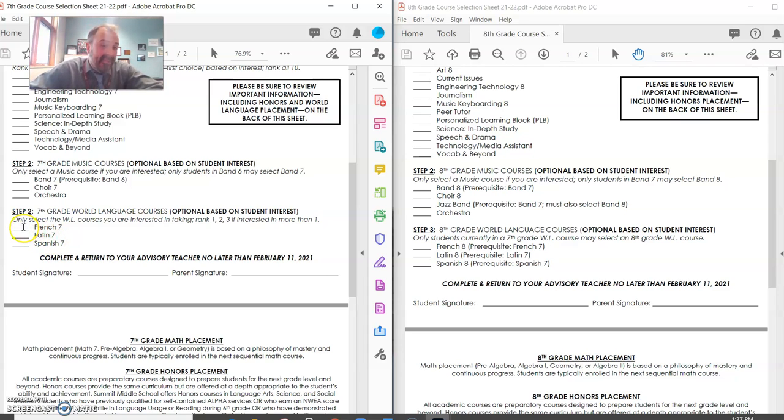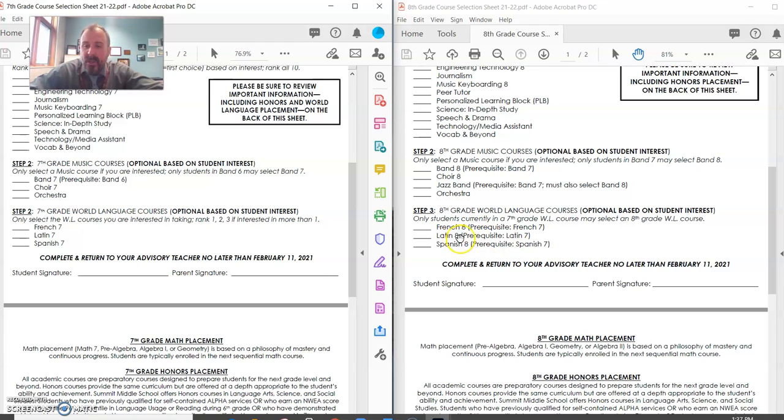And your first choice is French, and your second choice is Latin, and your third choice is Spanish, then you're going to put a 1 here next to French, a 2 next to Latin, and a 3 next to Spanish. Same thing over here for you 8th graders. You're going to note which ones you're willing to take, and you're going to rank order them.